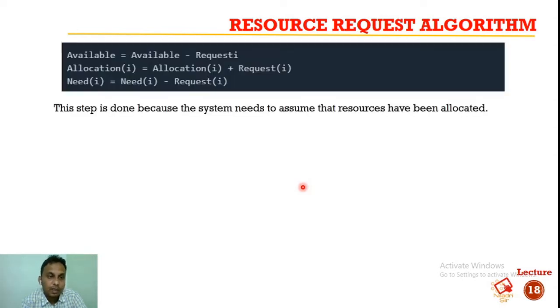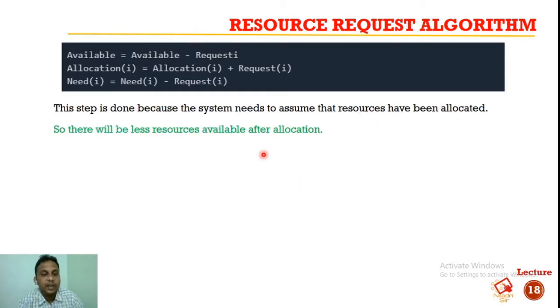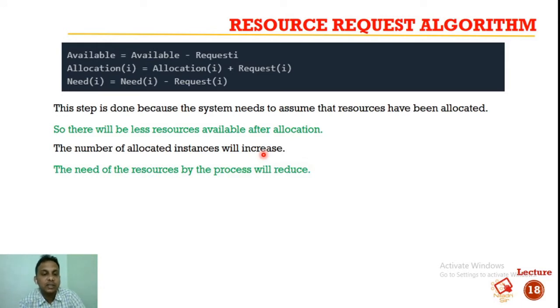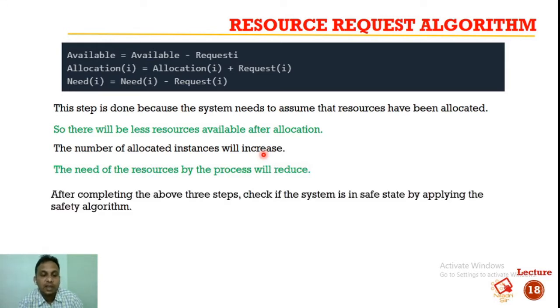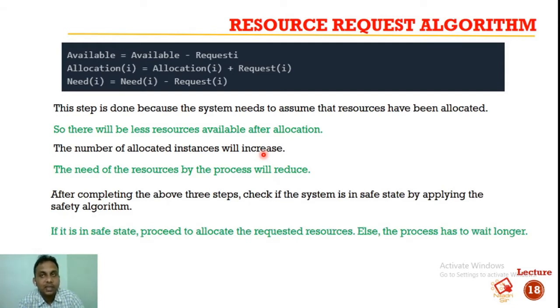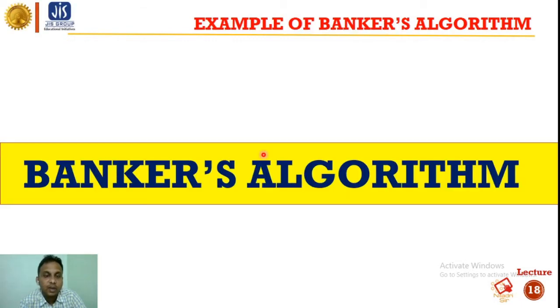This step is done because the system needs to assume that the resources have been allocated. So there will be fewer resources available after allocation. The number of allocated instances will increase. The need of the resources by the process will reduce. And after completing the above 3 steps, check whether the system is in a safe state or not by applying the safety algorithm. If it is in a safe state, proceed further to allocate the requested resources, else the process has to wait longer. Now we'll do the Banker's algorithm problem.